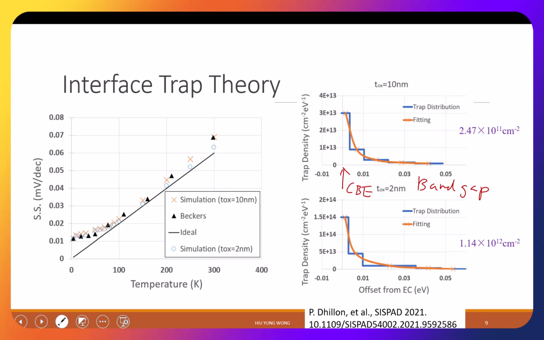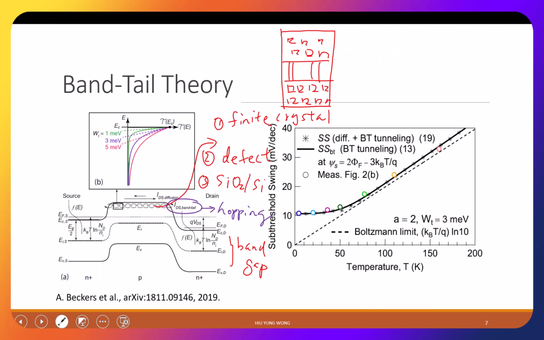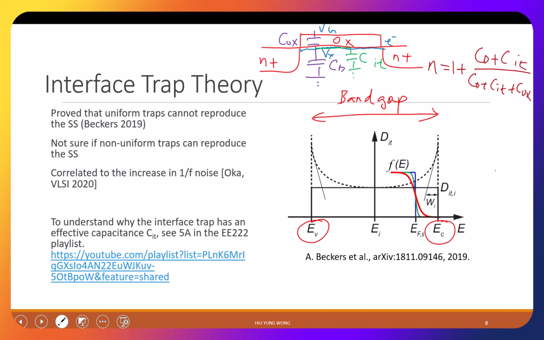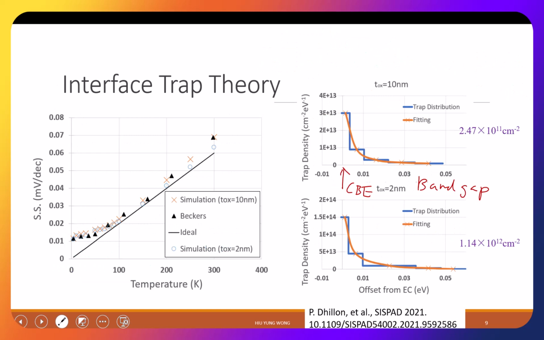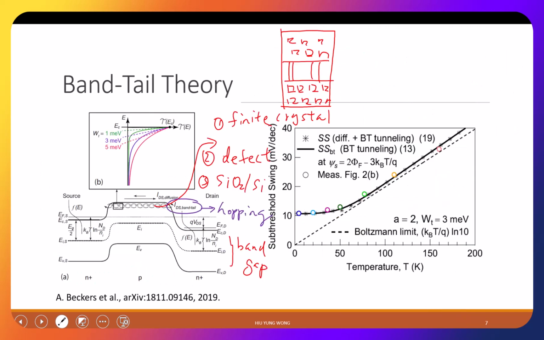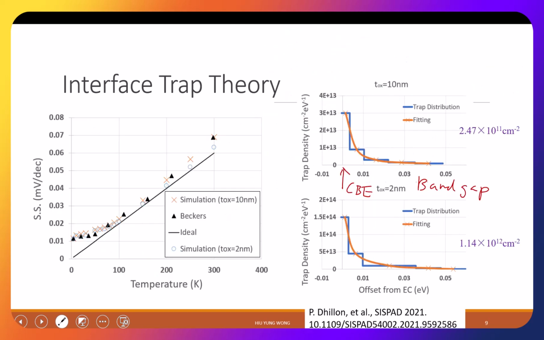But now, you will see that the band tail states and the traps are actually difficult to distinguish. Whether it's a band tail can also be a trap, right? What is the main difference? Here, with the interface trap theory, you only change the electrostatic potential. You just make it more difficult to turn on. But with the band tail, they assume the current goes through these band tail states, so it also changes the current. But the result is that we can match similarly.